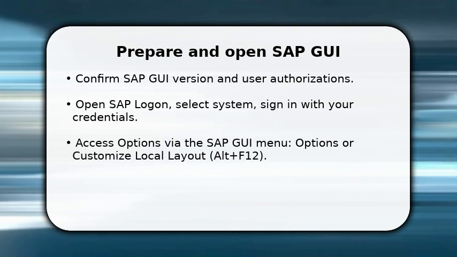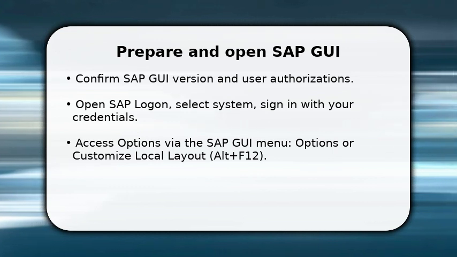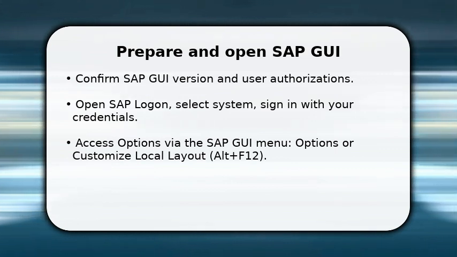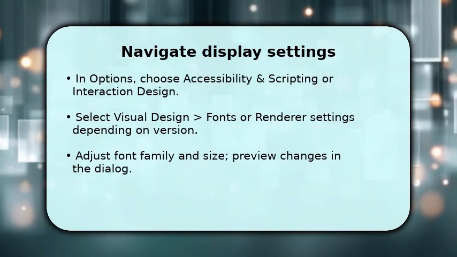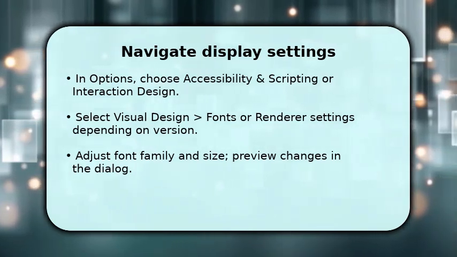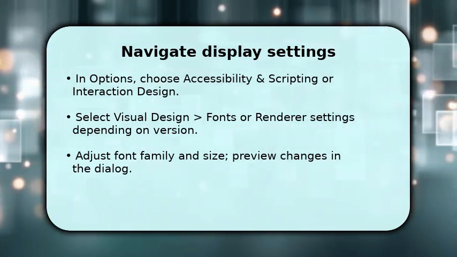This step locates display preferences where font controls live. Make sure the window is stable before moving on so settings changes apply correctly and you don't lose your place. Once in Options, navigate to Accessibility and Scripting or Interaction Design depending on your GUI version.